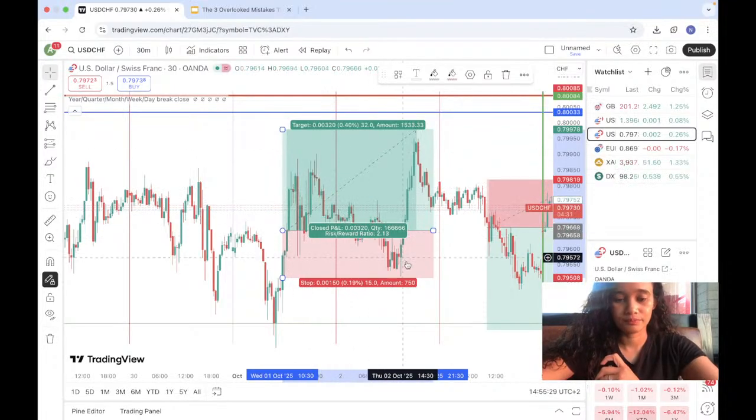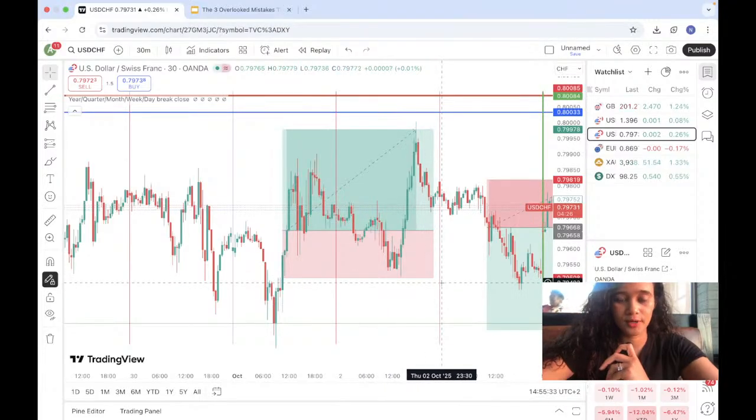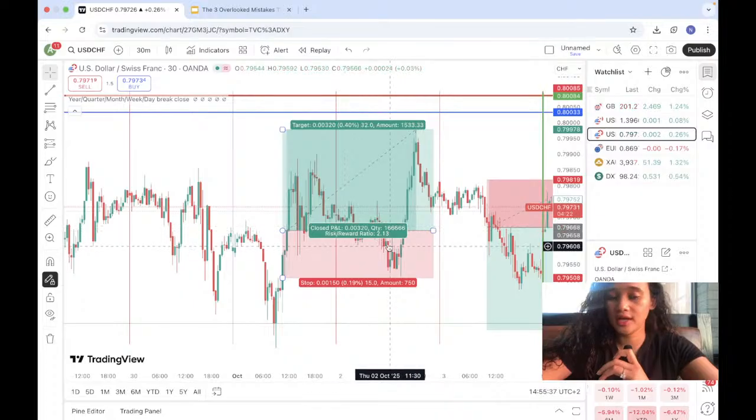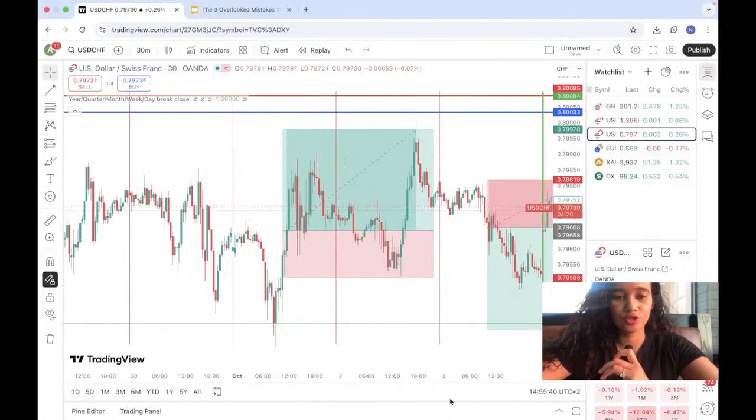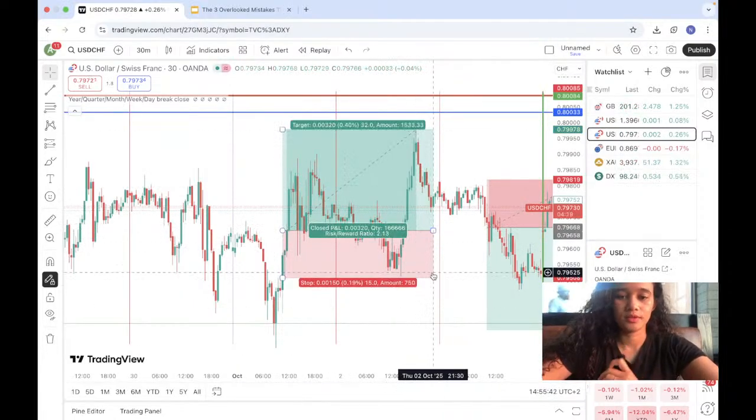So there you go. It was all the way down, very close to my stop loss area, as you can see, super close, right? This is where most people panic. I didn't panic. I was in the trade, so I kept holding the trade. It took about 2 days, and boom, there we go.